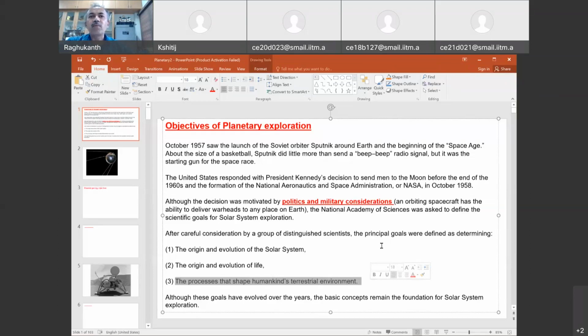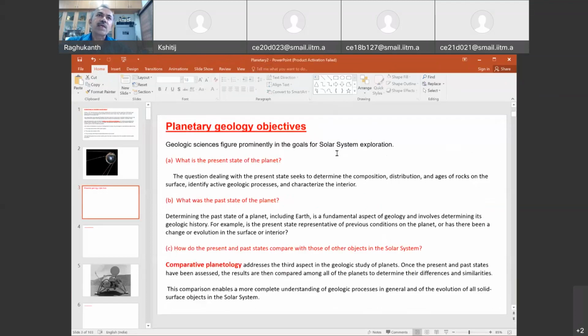But these are the main objectives, which were there in the starting, the main objectives you can say for planetary exploration long back in 1960 or something. These objectives have been framed basically. Okay. And now these are the basic planetary geology. So that is for the planetary system. Now we are coming to the planetary geology.